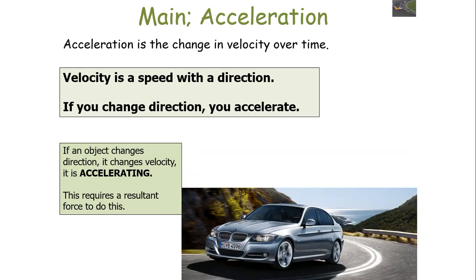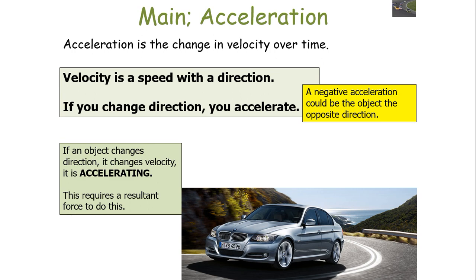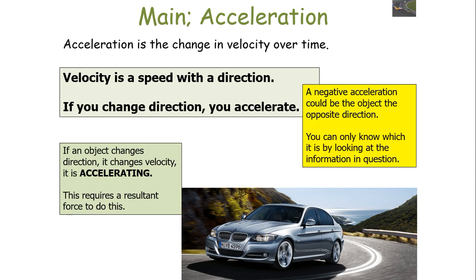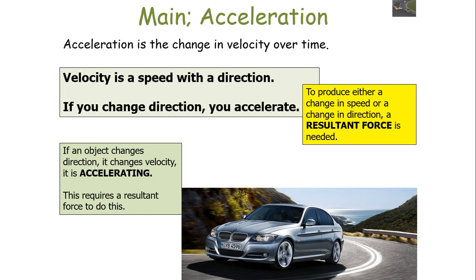But you could also accelerate by changing direction, because velocity is a speed with a direction. If you change direction, you accelerate. Again, it requires a resultant force to do this. A negative acceleration in this instance could be the object moving in the opposite direction. You would only know whether it's talking about moving in the opposite direction or slowing down by looking at the information in the question. To produce either a change in speed or a change in direction, a resultant force is needed.